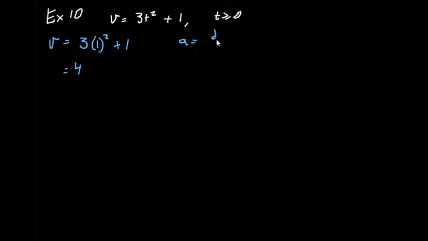Acceleration is going to be the derivative of the velocity. And if I work that out, it's going to be 6t. And at t equals 1, I'm going to have a equal to 6. Part B says sketch the velocity time graph and shade the area which represents the distance over the time interval 1 to 3.